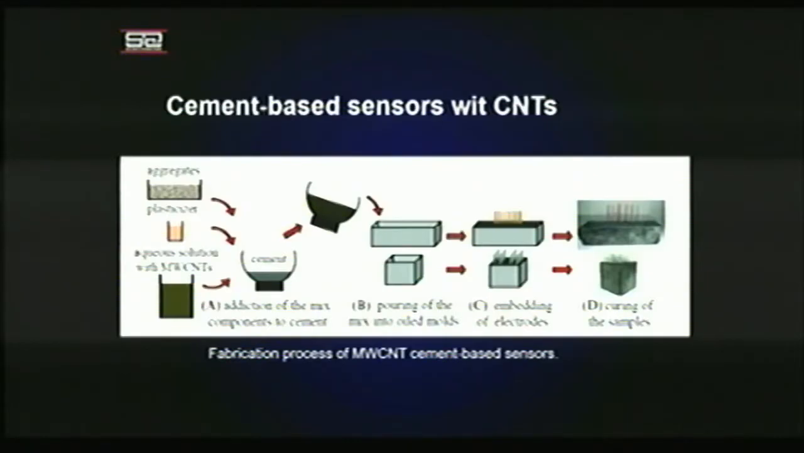And this is similar to the other fabrication processes done in the industry. It's quite simple. It is based on additives, that is, nanomaterial additives that are added into the concrete, in particular multi-walled carbon nanotubes. That can be mixed with the concrete itself, and then you pour it into the molds, and then you can insert the electrodes in order to measure the resistivity.